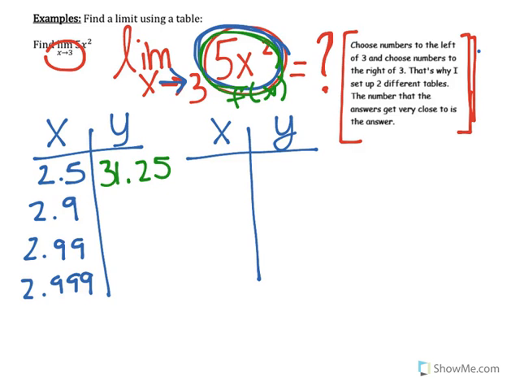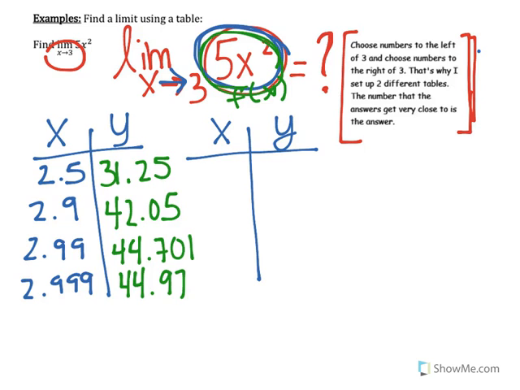5 times 2.9, quantity squared. Make sure you use parentheses around the 2.9 and squared. 42.05. 2.99, plug it in. 5 times 2.99 squared. 44.701. 2.999 squared times 5. 44.97. Okay? Now don't do anything yet.